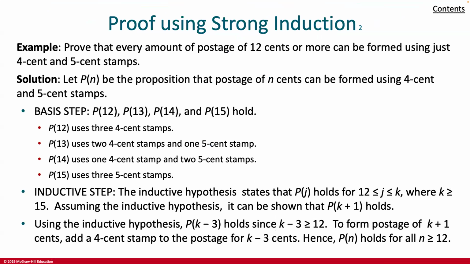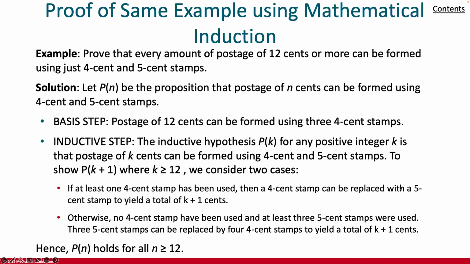So here's an example of a proof using strong induction. Prove that every amount of postage of 12 cents or more can be formed using just 4 and 5 cent stamps. So we have the basic step and the inductive step. I'm not going to go through this, but you can see how that would work, and thus we can prove that this is true.